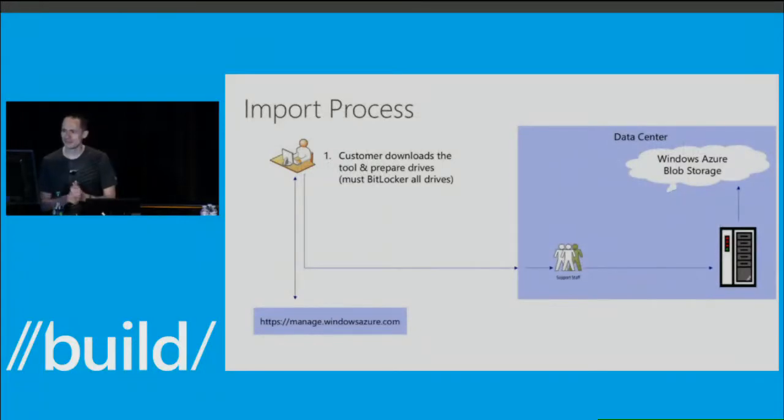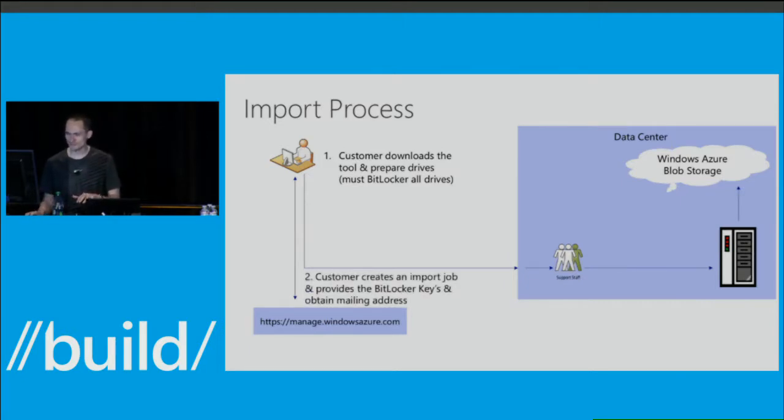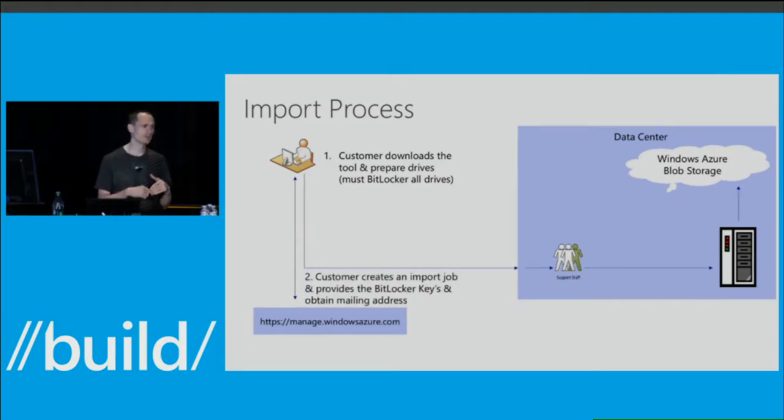Okay. So for import, as a customer, you'll be able to download some tools to basically prep your disk for import. For this service, all disks must be BitLockered. Once you've put the data on those BitLocker disks that you actually want to import to your storage account, you'll create a job. You can do this via REST or through the portal. And for that import job, you'll specify the BitLocker keys, the storage account information, and other things like that.